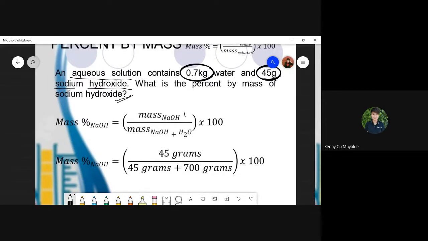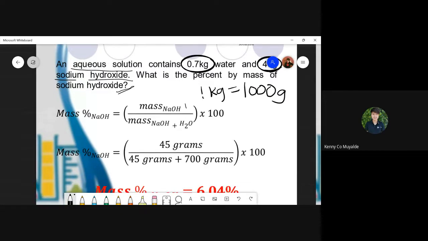There's another problem. Magkaiba sila ng unit. Yung isa kilogram, yung isa gram. Do not proceed with the computation if they are not the same unit. So you have to convert grams to kilograms or kilograms to grams. Bahala kayo kasi pareho lang ang percent na lalabas. Basta tama yung conversion ninyo. In our case, we're going to convert kilograms to grams. So in 1 kilogram, this is equal to 1,000 grams. So if you're going to convert 0.7 kilogram to grams, so 0.7 times 1,000, it will be equal to 700.